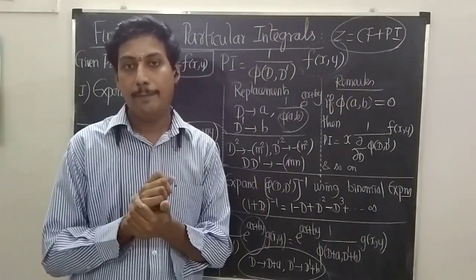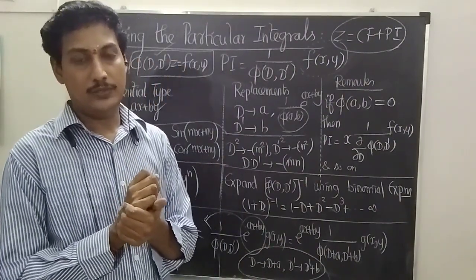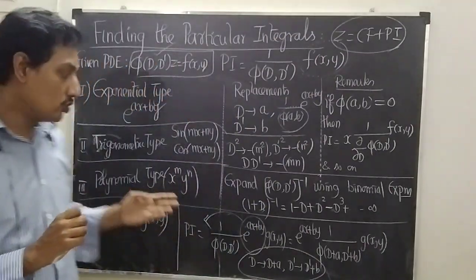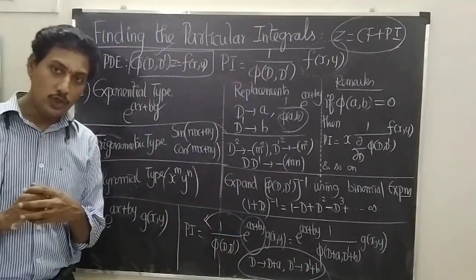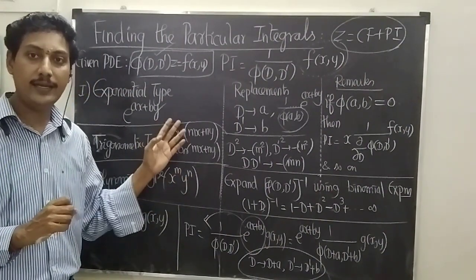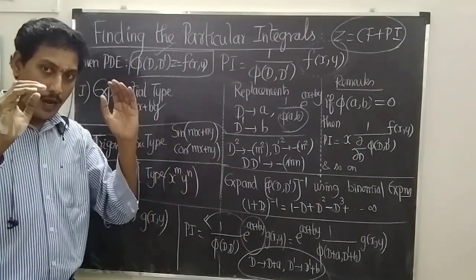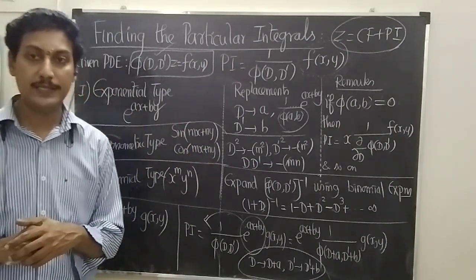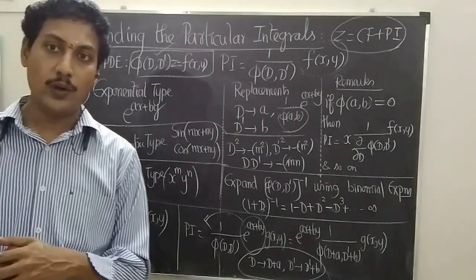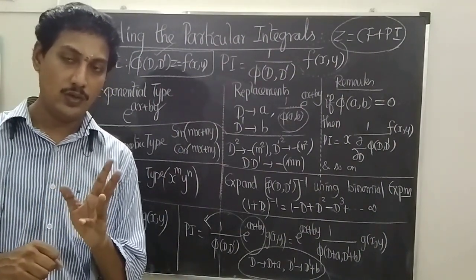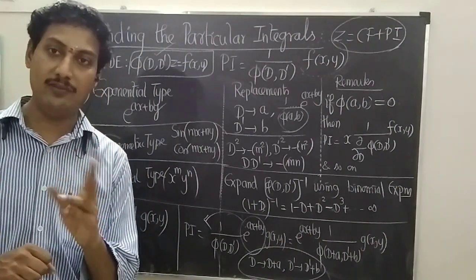So that is the particular integral. So this is the first case. The second type is trigonometric type, either sine or cos of the linear expression mx plus ny. So what is the coefficient of x? m, and the coefficient of y is n. So we can use the m and the n value.